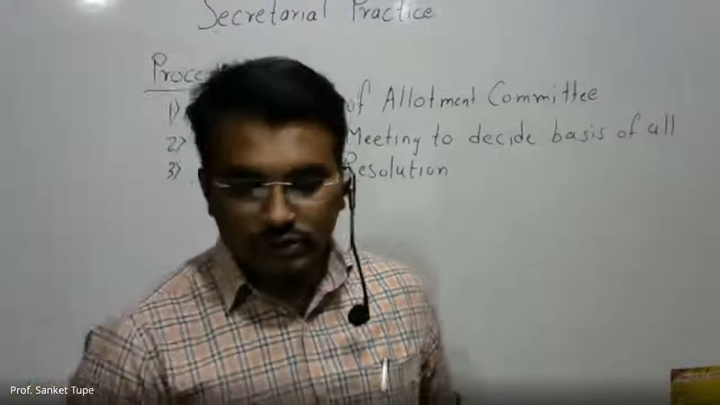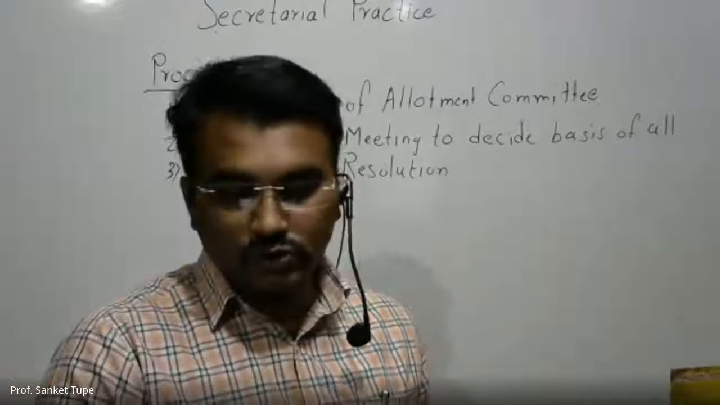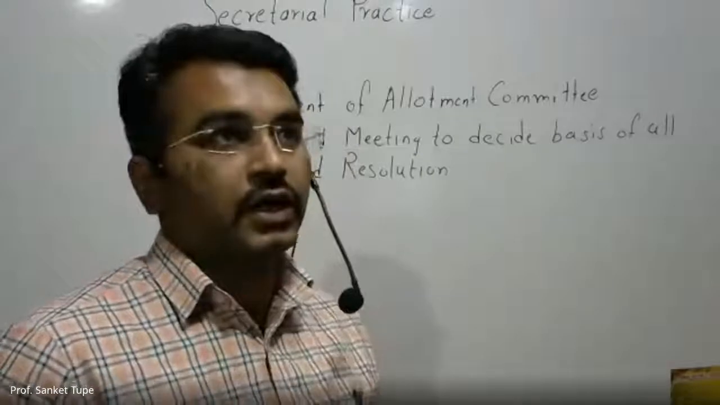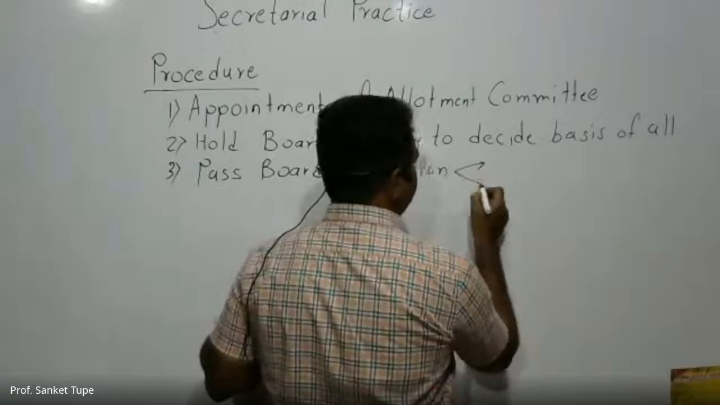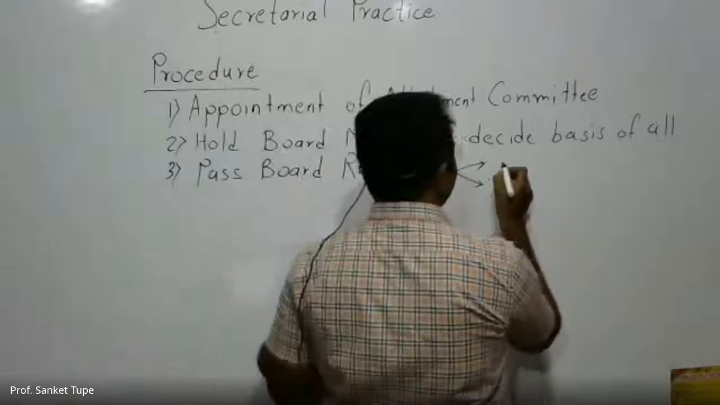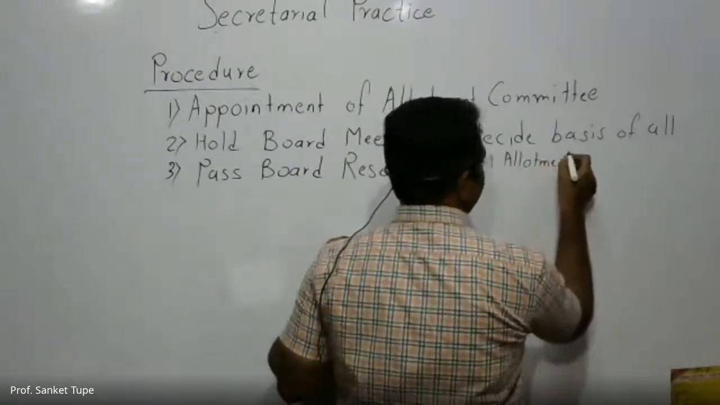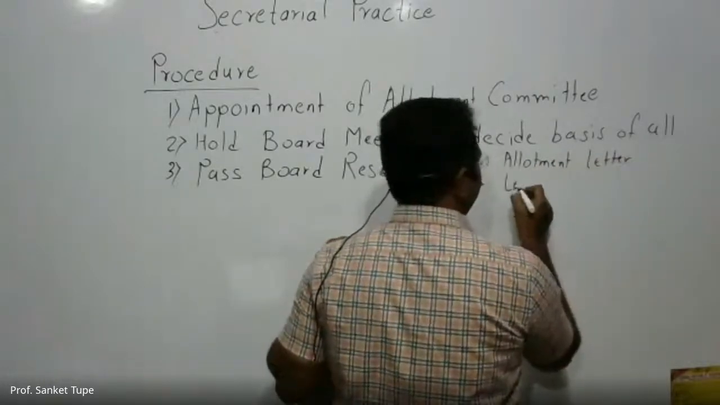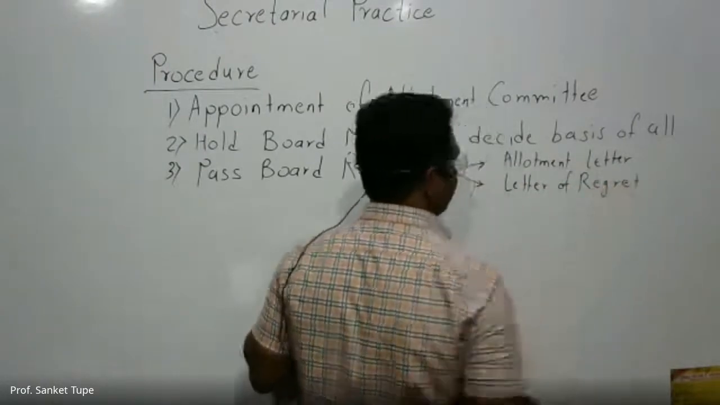At the board meeting, a resolution is passed to allot the shares. The resolution also authorizes the secretary to issue the letters of allotment and letters of regret. Now, from this resolution, two conclusions can be known: to whom the allotment letter must be sent, and to whom a letter of regret is given.